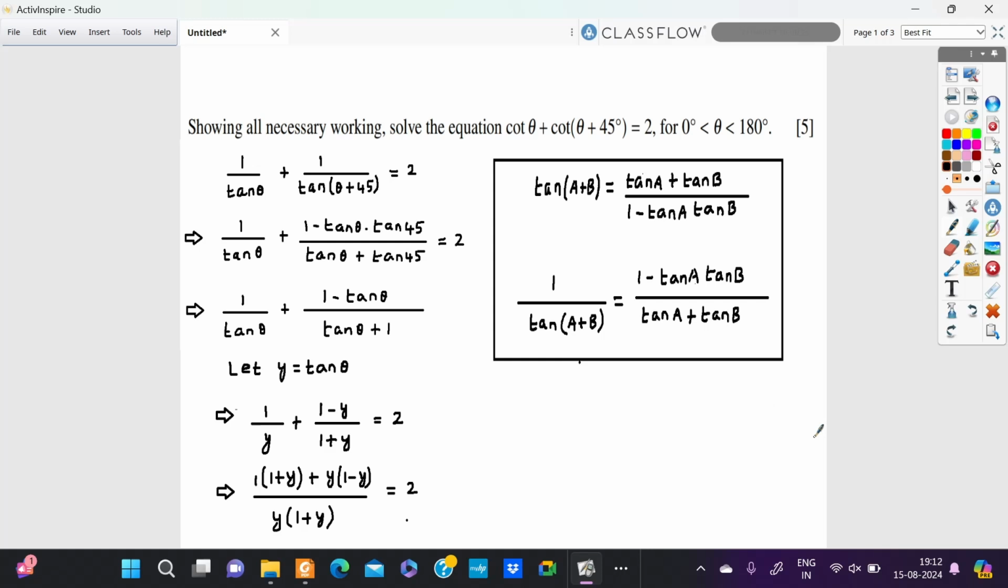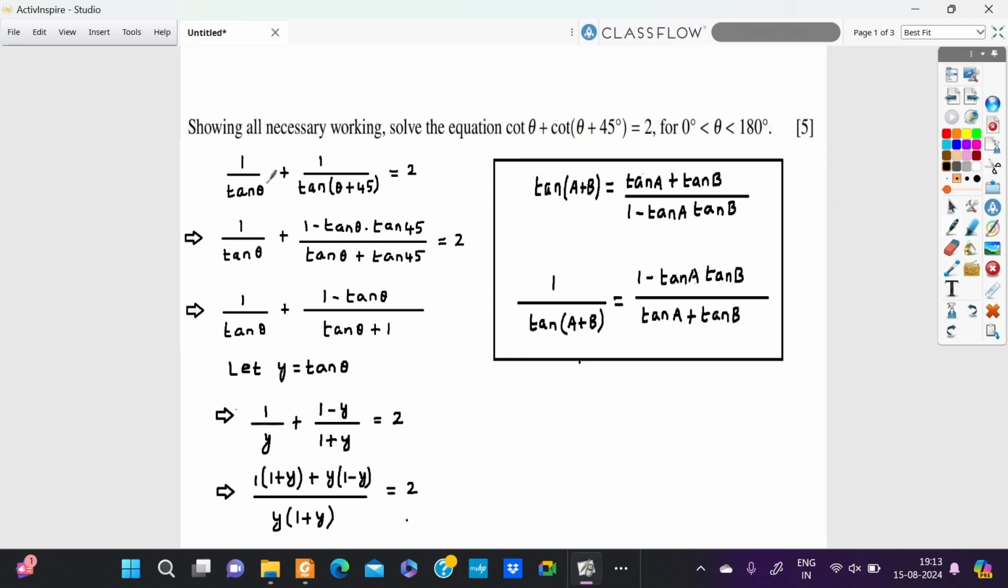This is a problem from Pure Math 3, May-June 2018. Solve the equation cot theta plus cot(theta + 45) is equal to 2. So let us see how we could solve this problem. And the given domain is between 0 and 180, where 0 and 180 are not included.